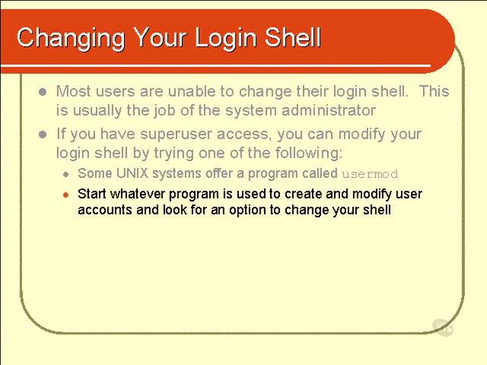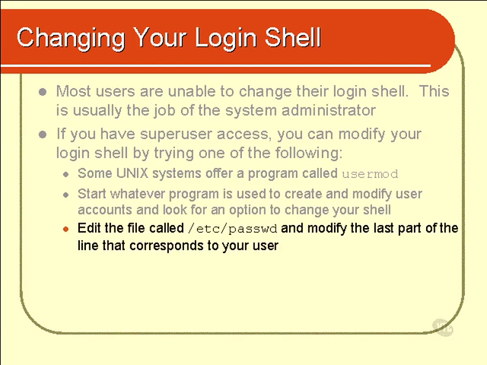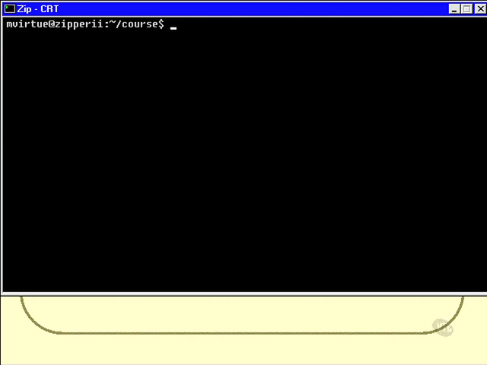Now if there is no such program or you can't find it, then there is a last resort, and I don't recommend doing this unless you absolutely have to. There is an actual file called /etc/passwd. That's usually pronounced etc password for obvious reasons. Now if you have permission to, you'll be able to open up that file and find the line that corresponds to your username and change the shell. Let me show you what that looks like.